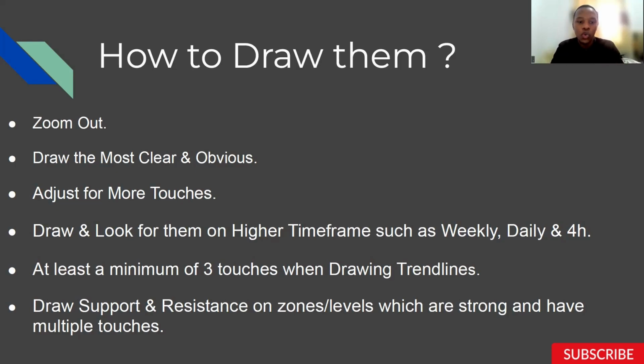So it's best to draw them or look for them on a higher time frame, such as the weekly, daily, and the 4 hours. Use at least a minimum of 3 touches when drawing a trend line, like I said, and also draw support and resistance on zones or levels which are strong and have multiple touches. So that is the way that you need to draw these technical tools. Zoom out, draw the most obvious, adjust your charts for most touches, look for them on the higher time frames, at least a minimum of 3 touches, and draw support and resistance or levels that are clear, obvious, strong, and have multiple touches. So let's get into the charts now so I can actually show you that.